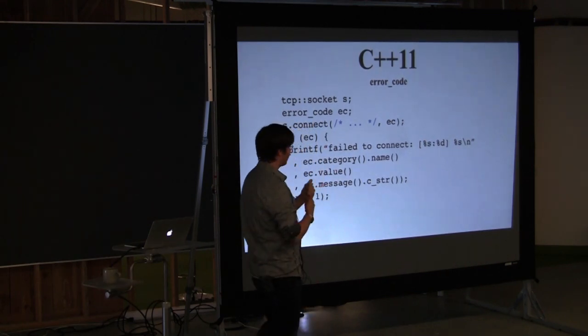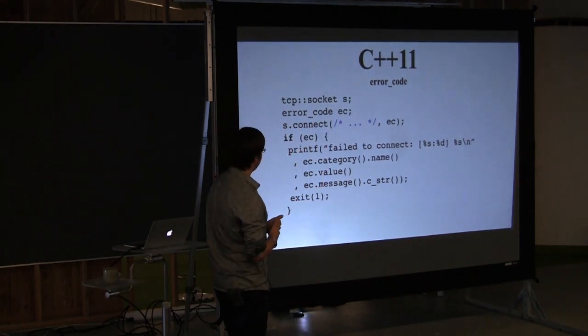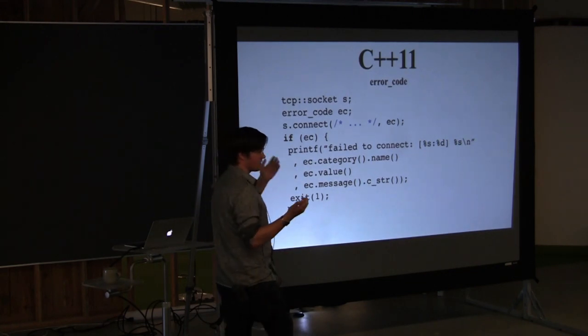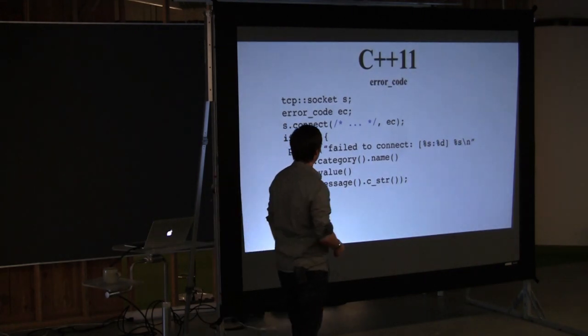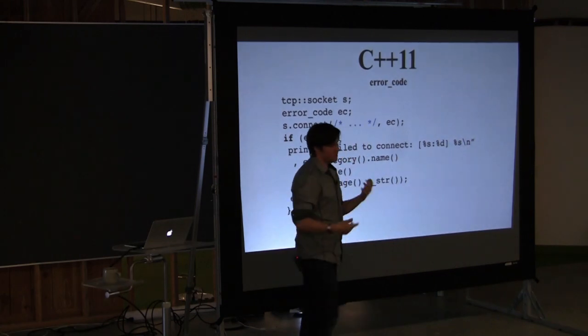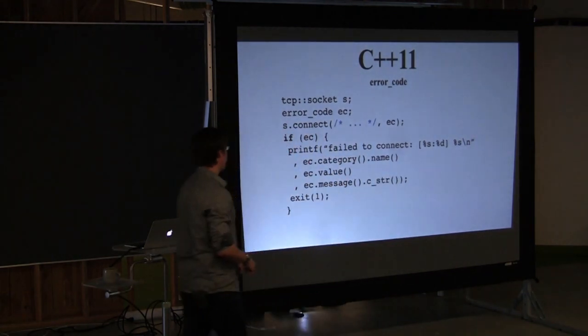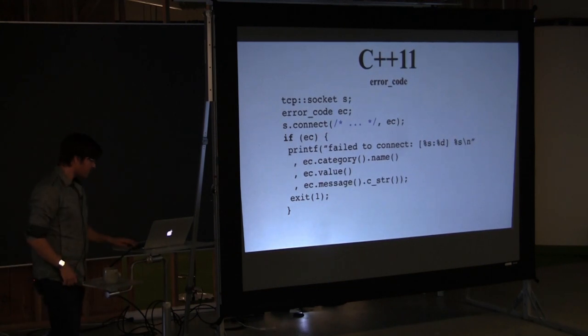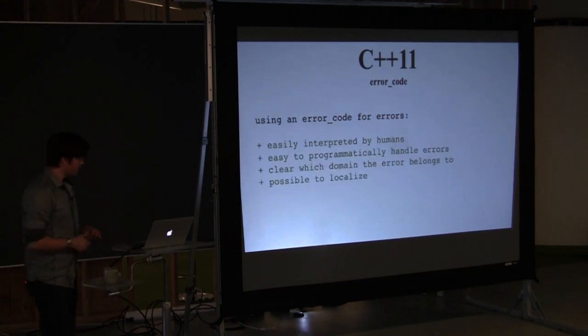Everything a programmer needs. If your user reports an error saying, here's the error I get, and it's in Portuguese, maybe you don't understand what it is. But if you have the category and value, you can look it up and you can turn it into something that you know what it is. And you can probably Google for it as well, which helps. That's sort of how you use it.